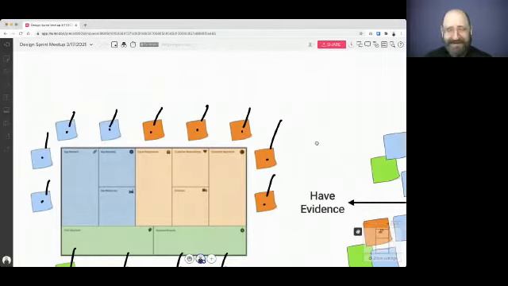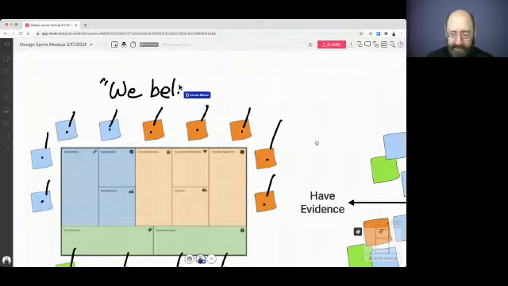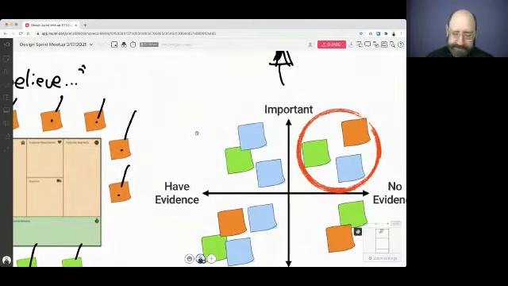And now that we're all virtual, I guess it doesn't matter as much. When we write these, we typically write them as statements. We write them as "we believe," because I want these to be statements, beliefs that you're writing down. Therefore, when we map them, we can ask, how much evidence do we have and how important is it? Essentially we take those over into a 2x2 exercise that I call assumptions mapping.